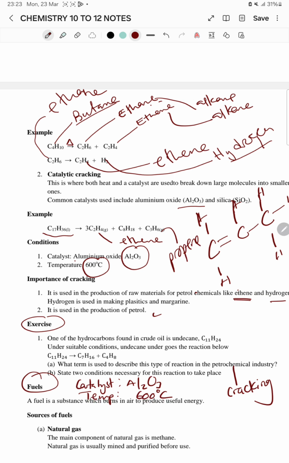So we end here. Next we're going to talk about fuels. A fuel is a substance which burns in air to produce useful energy. That's where we'll start from. Otherwise, we end here.